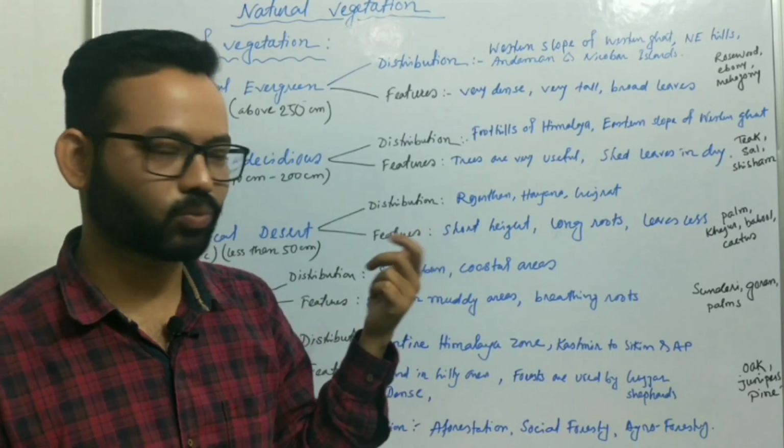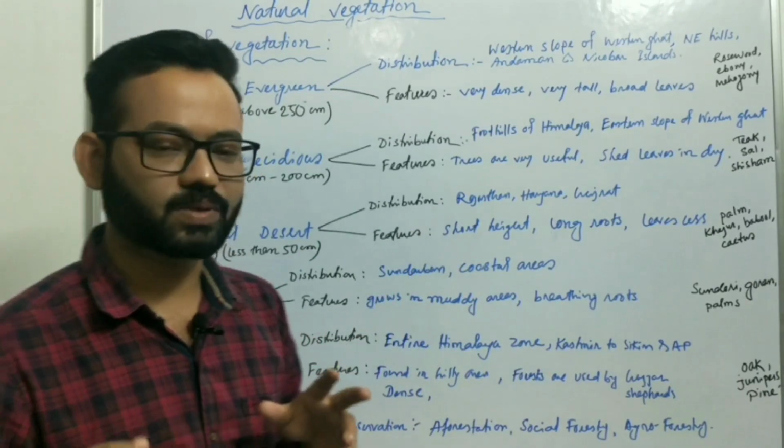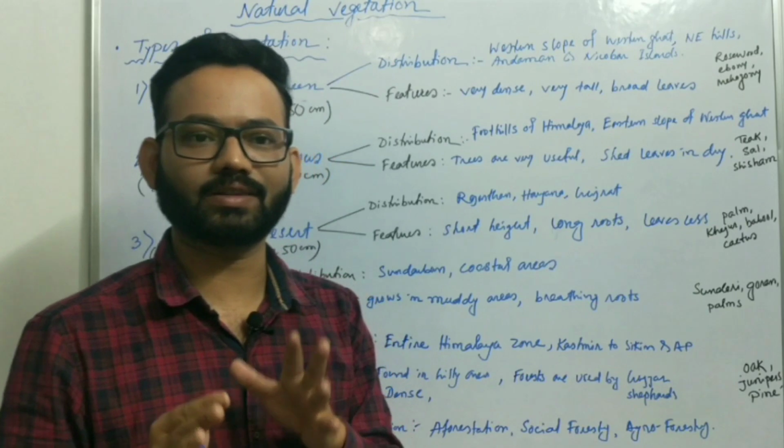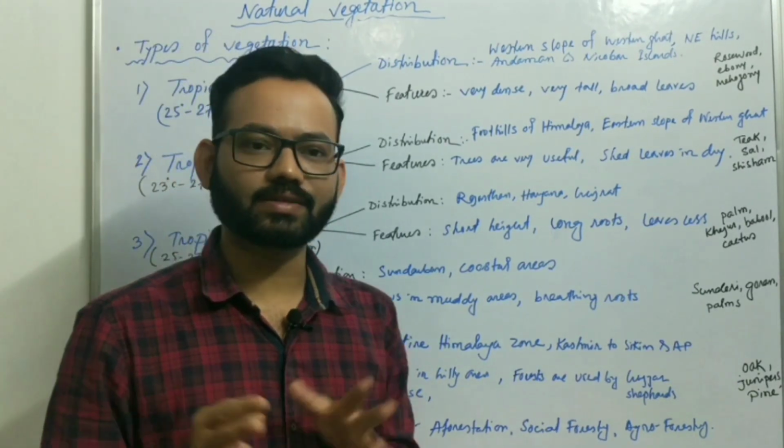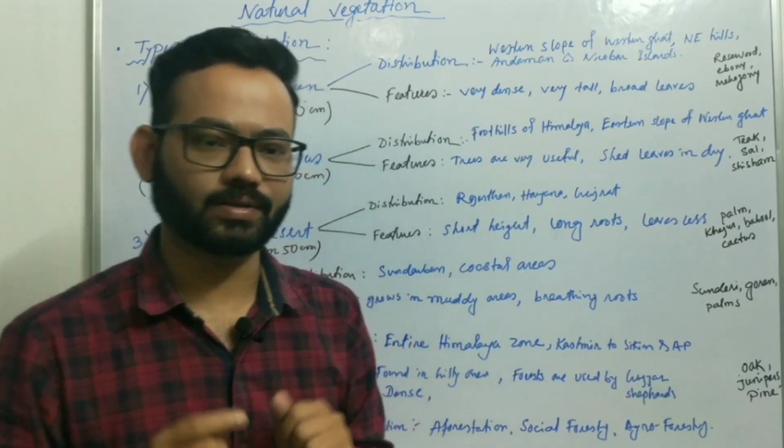What are some species of tropical deciduous forest? Number one, the teak, shal, sisam. These are examples of trees of tropical deciduous forest.